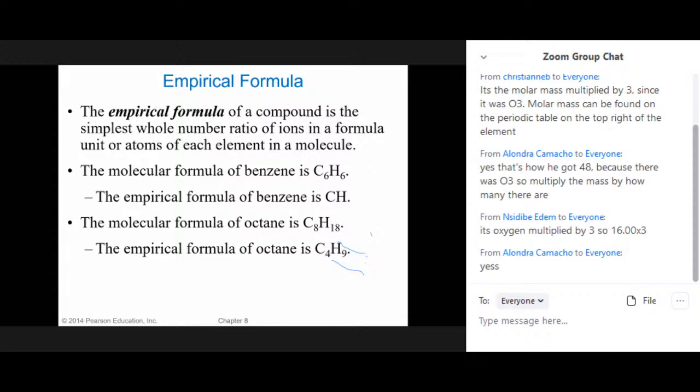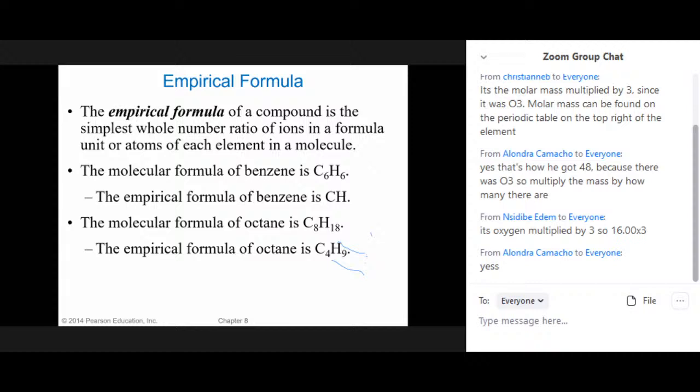So the ions, meaning what? Something coming into the valence shell, something leaving the valence shell in the formula unit. So atoms of each element in a molecule. So we have a molecular formula of benzene, which is C6H6. That's the formula for the molecule. Okay? But the empirical formula of benzene is CH. All right, so that CH is multiplied by 6.